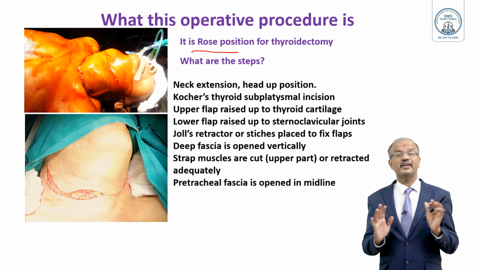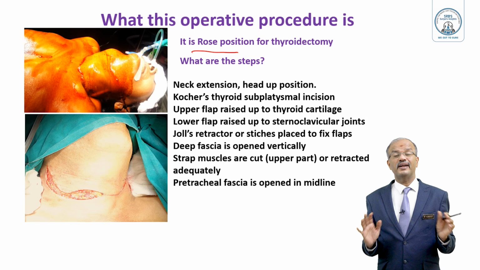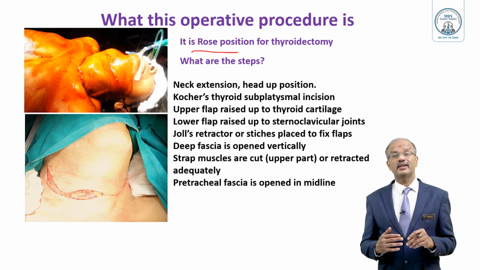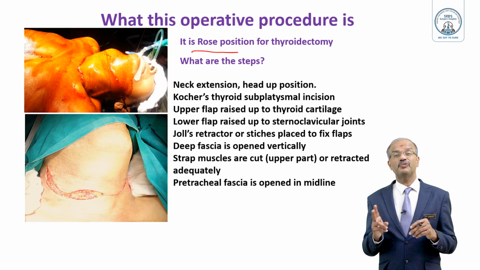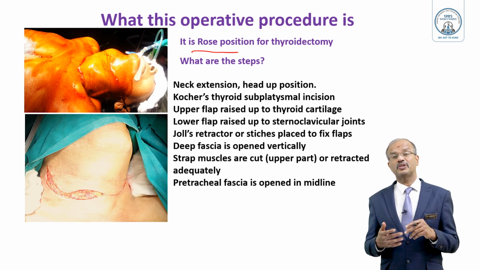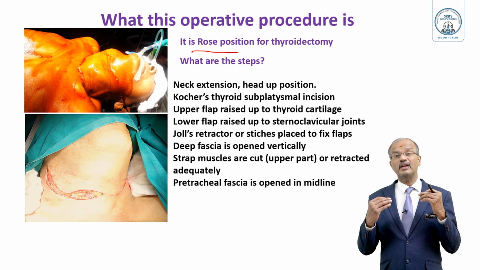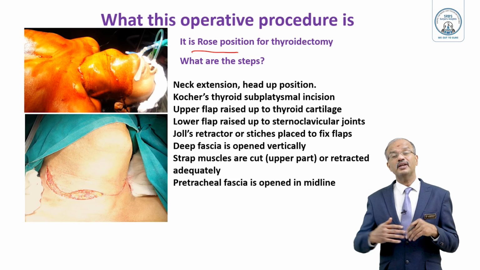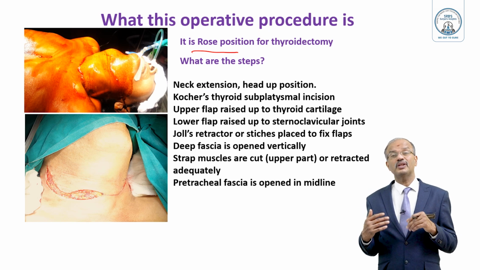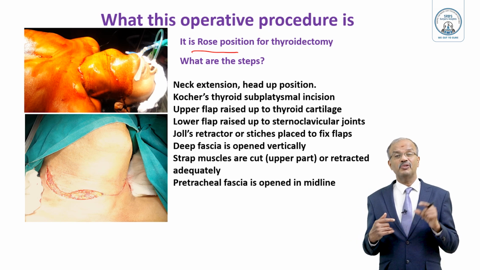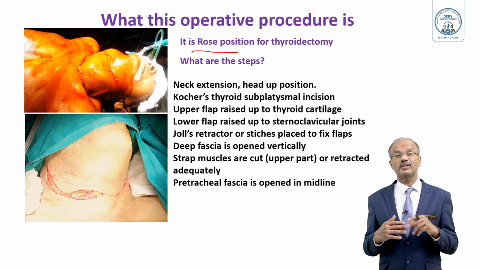extension by placing a sandbag under the shoulder blade, hands tucked under the buttock, and double draping after cleaning. Skin incision is 2 finger breadth above the sternal notch from one sternocleidomastoid to the other sternocleidomastoid muscle. Skin and platysma should be incised, into the subplatysmal plane. Upper flap is raised up to the thyroid cartilage. Lower flap is elevated up to the sternoclavicular joint. And using a Jaws retractor it is held, or using silk sutures you can keep it away.